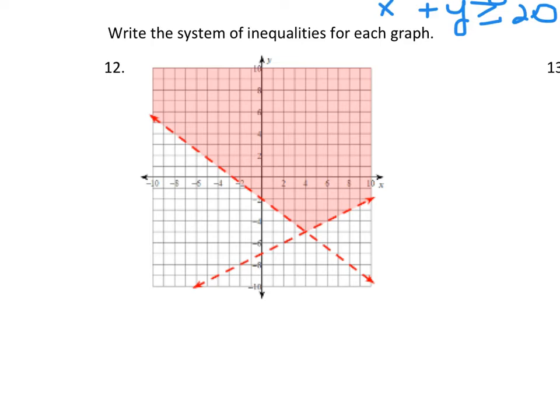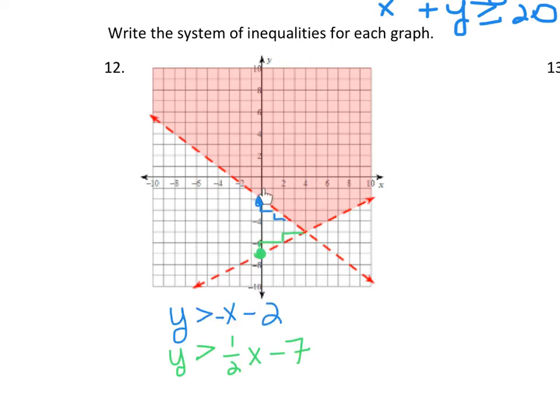All right, for these two graphs, we're going to write the system of inequalities from the graph. So the first thing you want to look at is where the intercepts are, and then you want to look at the slopes. You also want to look at whether the line is dashed or solid, and you want to look to see where it's shaded, above or below the line. That will determine which inequality we're going to use in our system.